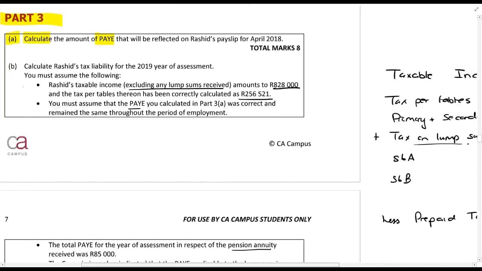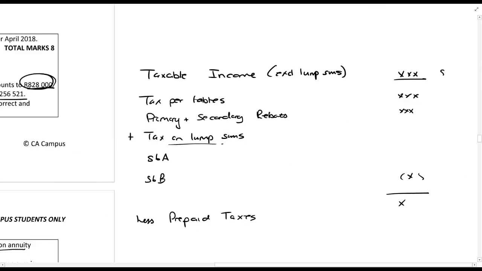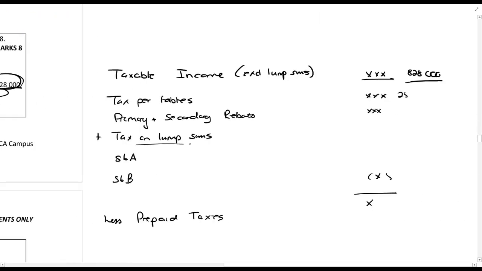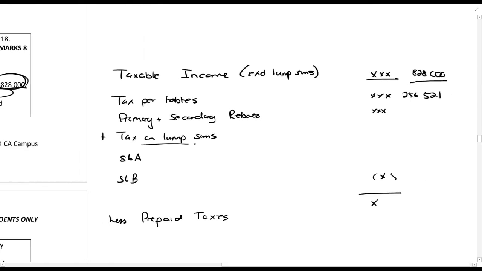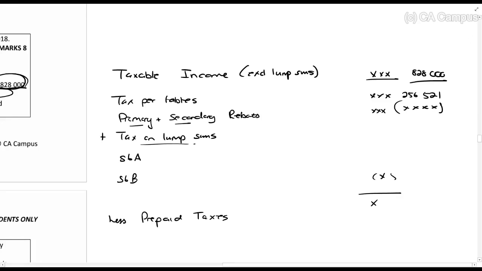Now, I want you to see, first of all, this question already says to us the taxable income is 828. And it says, assume that the tax per the tax tables has been correctly calculated as 256,521. Okay, that's important. So you can see how to do it. Then you go and get the primary and the secondary rebate. Whatever those amounts are, guys, I'm not even going to write it down now. It's the same as what we just saw over here in my question, but use the correct ones. Right, then we have to calculate the tax on the lump sums. It's going to have to go next.